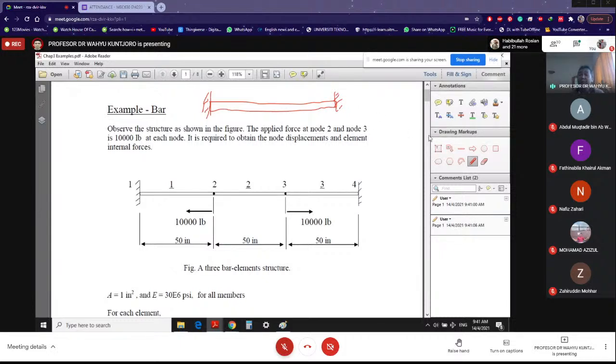And then the loading is somewhere over here. There. And the value is given, 10,000 and 10,000. Okay, so that is our structure.